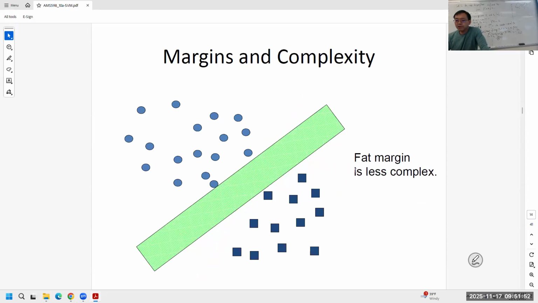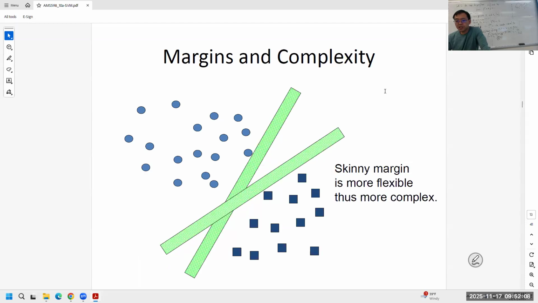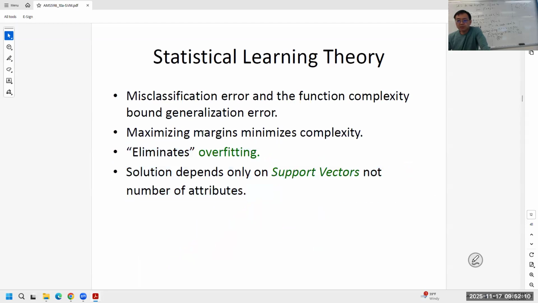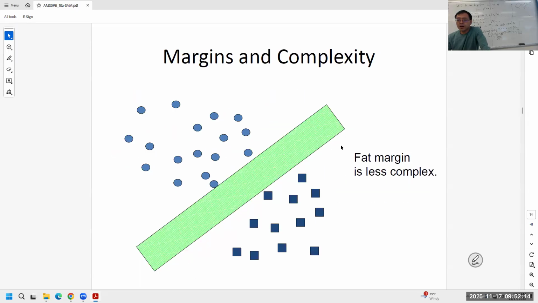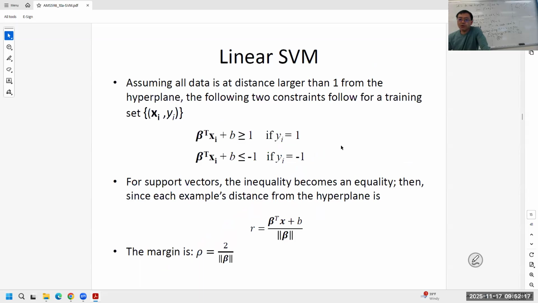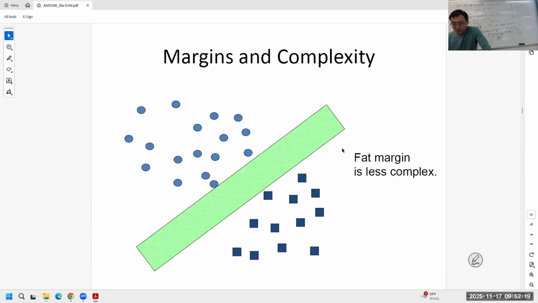Now, if you have a fat margin, then that is less flexible. It's less flexible, so you only have one way to do it. Therefore, the fat margin essentially is a simpler model. So this is the point I'm going to make here: maximizing margin basically minimizes the complexity, which is good. Therefore, what we try to do is maximize our margins.